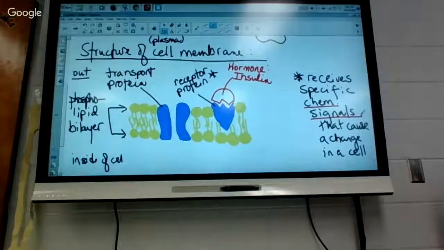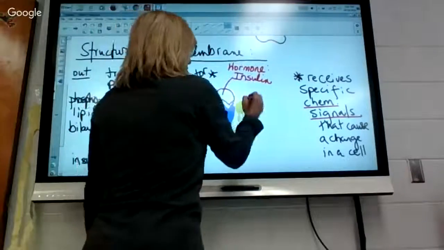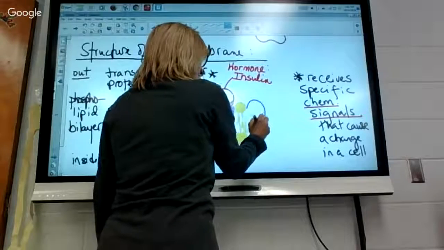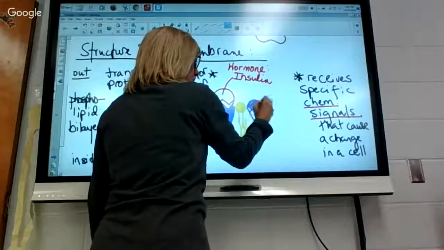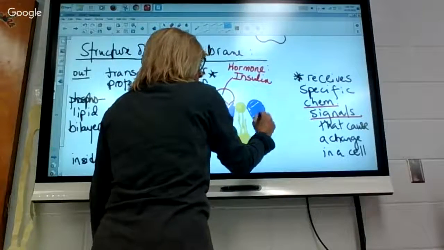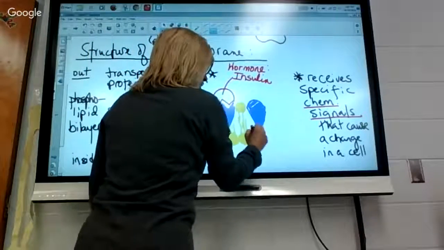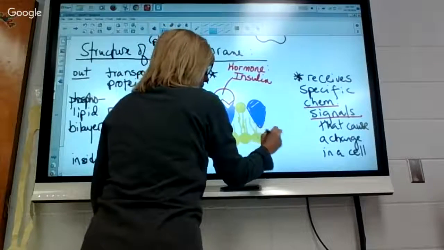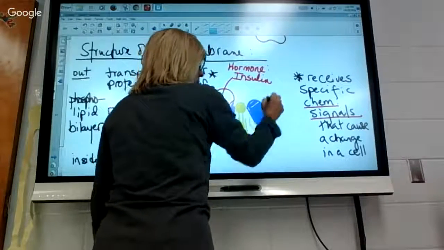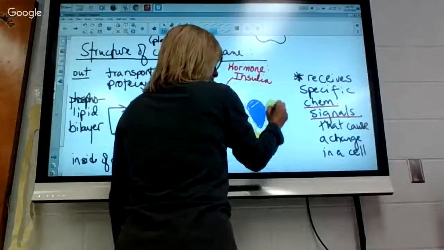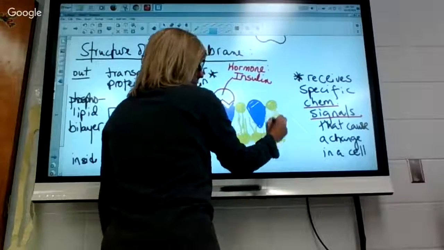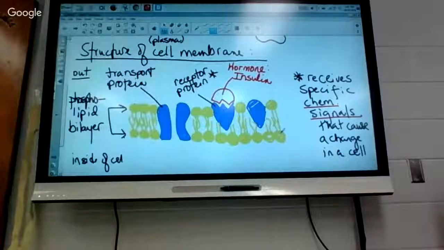All right, so let's do one more protein, and we'll make it look kind of like it doesn't have a specific shape, but this one is going to help with cell recognition, cell ID. So we have proteins that help with signaling, but we also have proteins that tell your immune system that, hey, these are my cells and not someone else's cells.